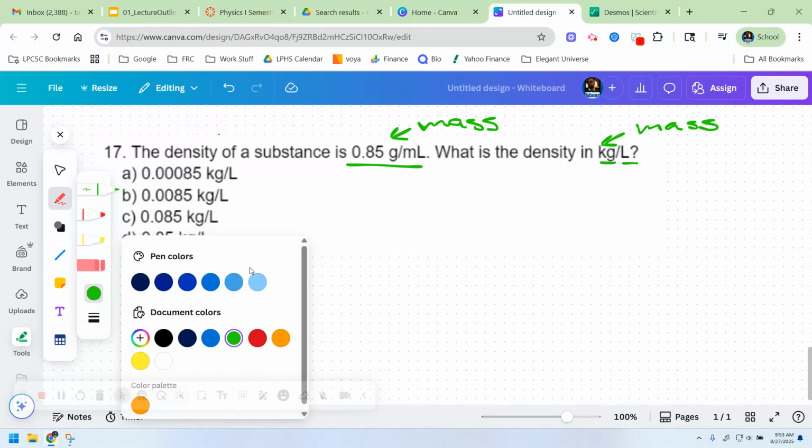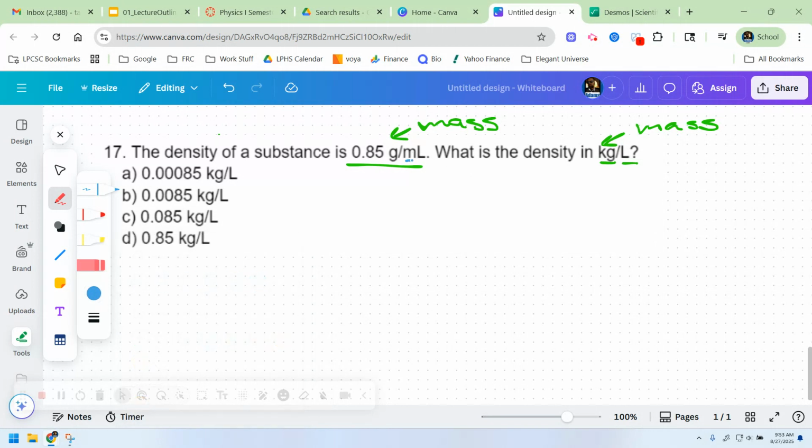And then milliliters and liters, those are both a measurement of volume.